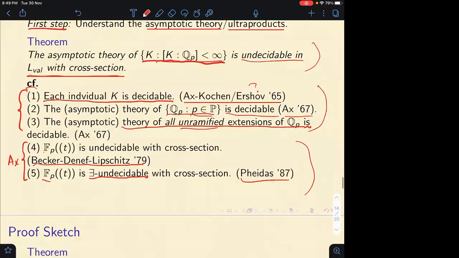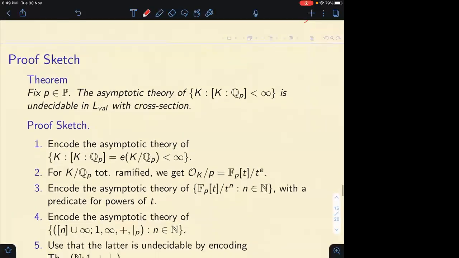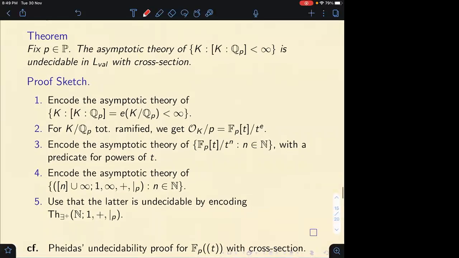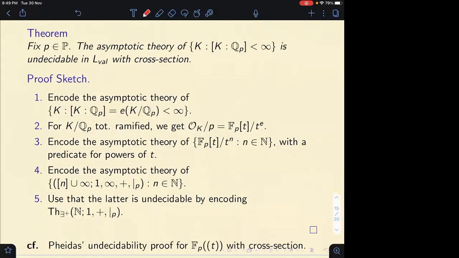So how do you do this in practice? The idea is to adapt Fidas undecidability proof for FPT with a cross-section. So let's see how you can do this.